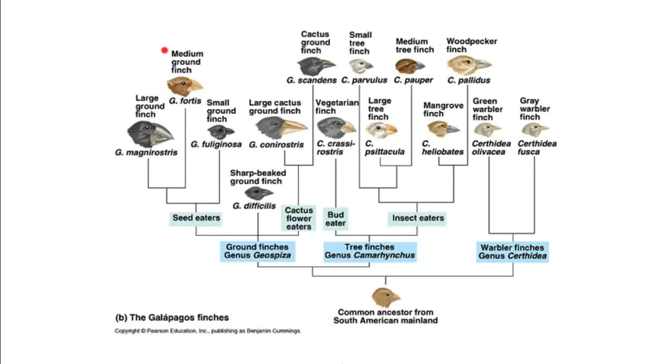So we can see here that there was a common ancestor from the South American mainland, and we see that over time, the beaks of these birds actually changed to, in fact, be all different shapes and sizes, and this relates to the types of seeds that they were eating in each of the different environments within the Galapagos Islands.